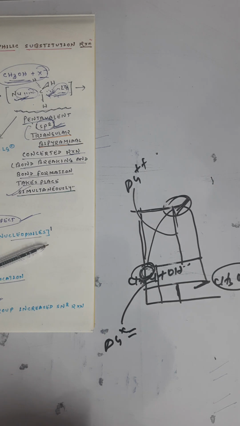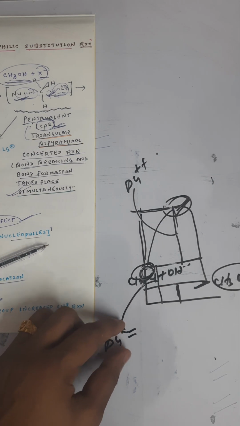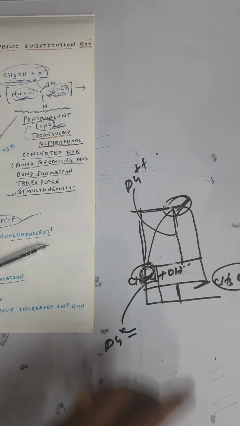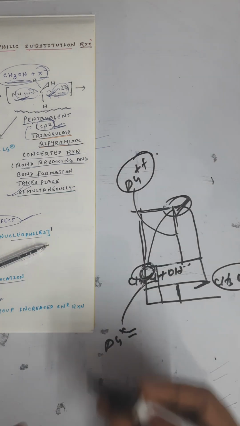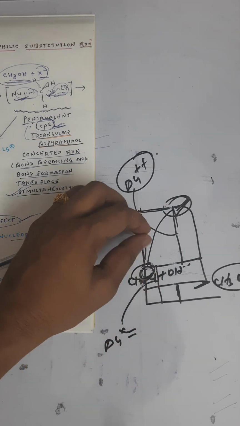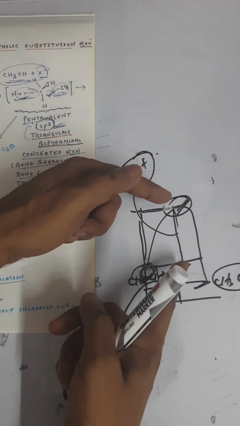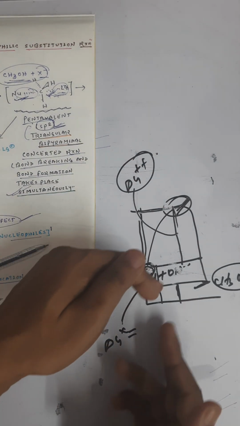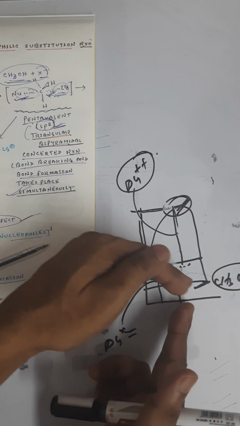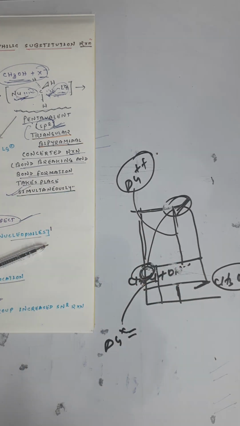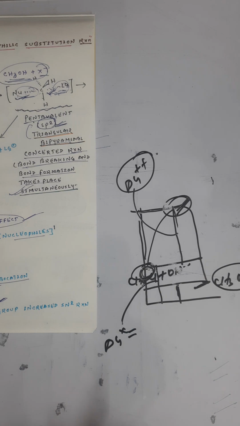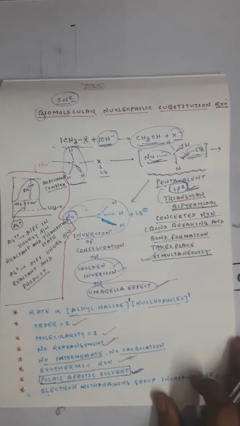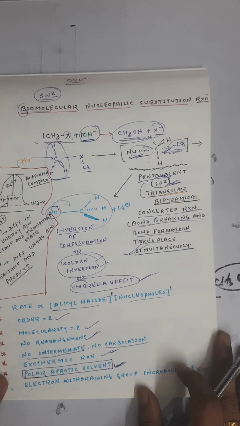Clear? What does delta G define? Delta G defines the energy difference between the reactant and the product. Clear? What does delta G star define? Delta G star defines the difference between the transition state energy and the reactant energy. Clear? And what does delta G define? The reactant energy minus the product energy. Clear? This graph is not neat, students can ignore it, but if you understand, that's very nice. Okay, now I'm talking about SN2.